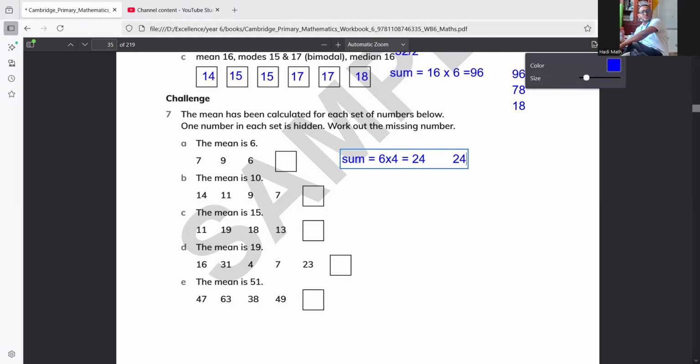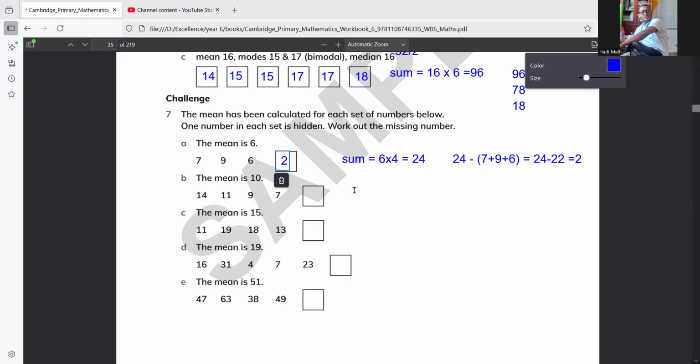It is equal to 24 minus the given numbers. The given numbers, what are they? Go and add them together: 7 plus 9 plus 6. That is equal to 24 minus, 7 plus 9 is 16, and 16 plus 6 is equal to 22. The answer is equal to 2. So this missing number must be 2.